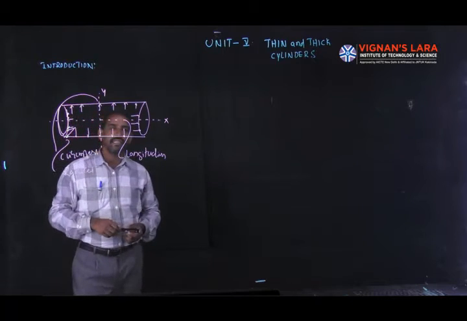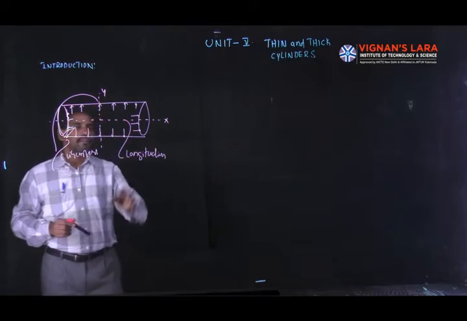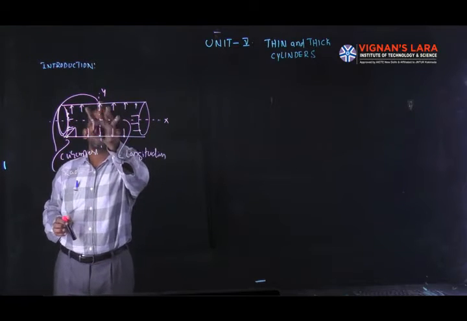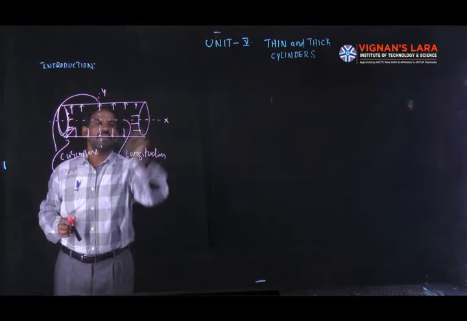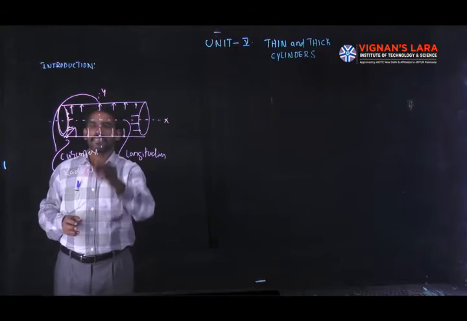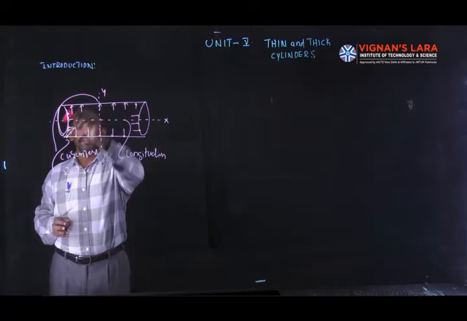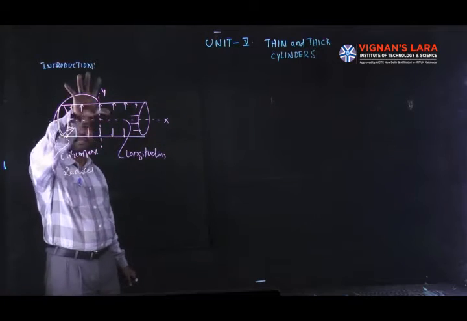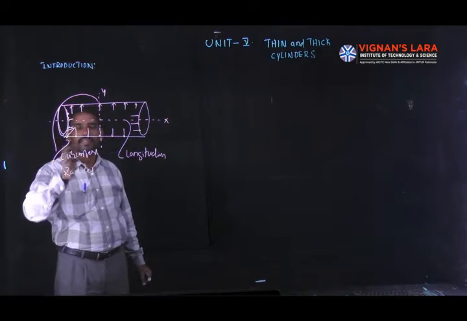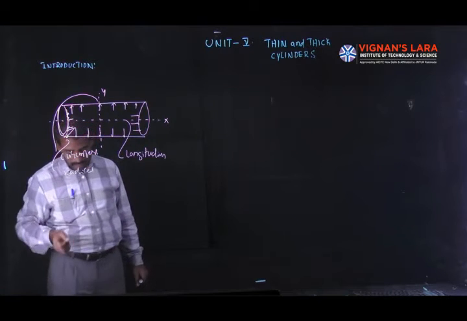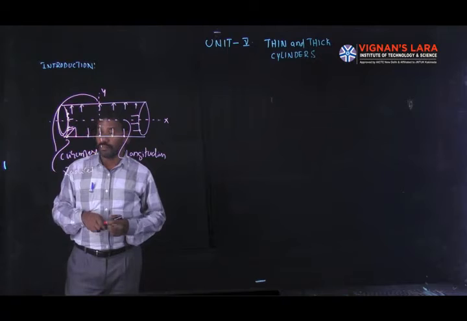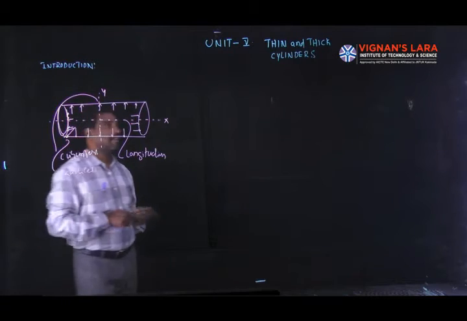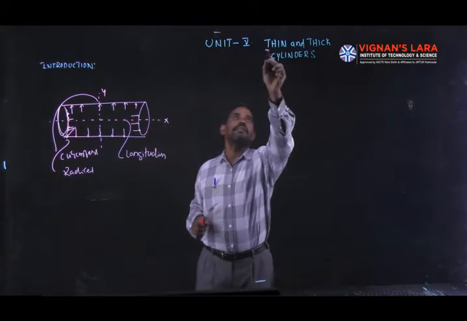Whatever stress is calculated along the axis, caused by the force exerted on the walls, is called longitudinal stress. The stress induced circumferentially is called the circumferential stress. The third one is the radial one. So before that, what is meant by a thin cylinder?